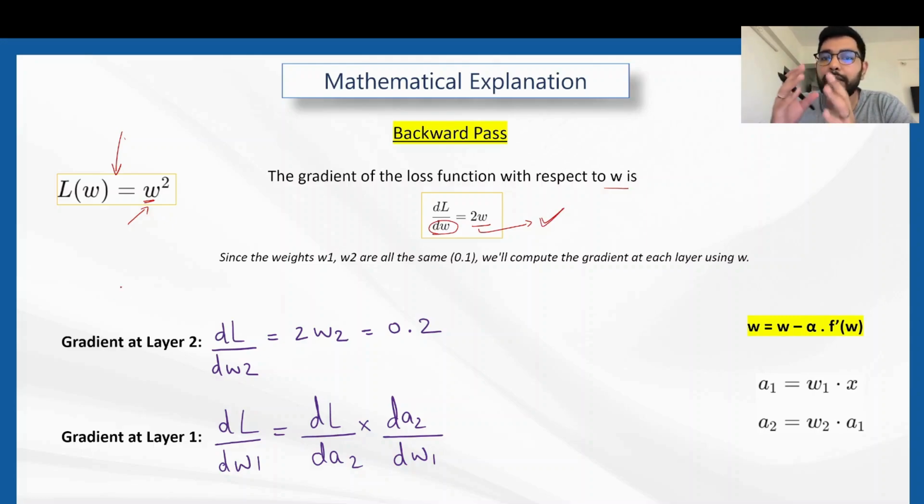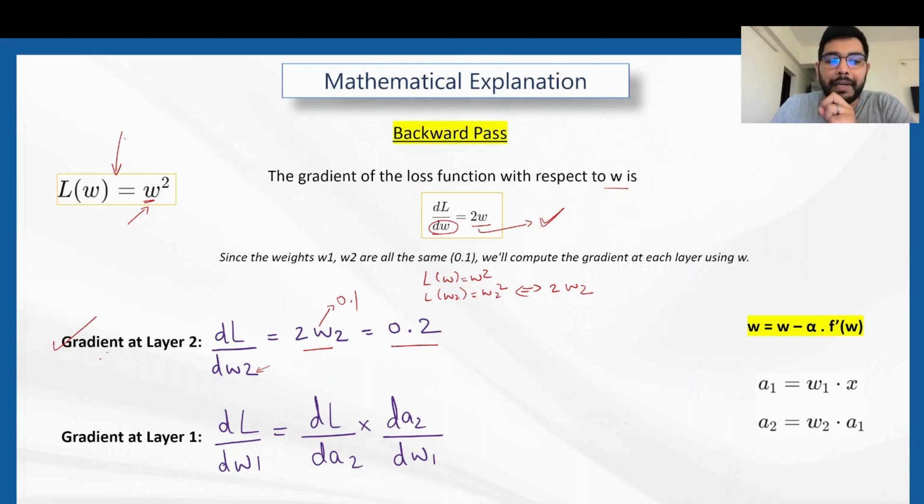Now coming to doing the backpropagation starting from the last layer, since we have only two hidden layers, we'll start with the last layer, that is the second layer, and try to calculate the gradient at that particular layer. So the formula for that is the differentiation of the loss function with respect to W2, that is the weight of the second hidden layer. Since L of W is W squared, L of W2 would be W2 squared. And the differentiation of this with respect to W2 would be 2W2, which is mentioned over here. And since W2 is 0.1, we have the gradient at the second layer as 0.2.